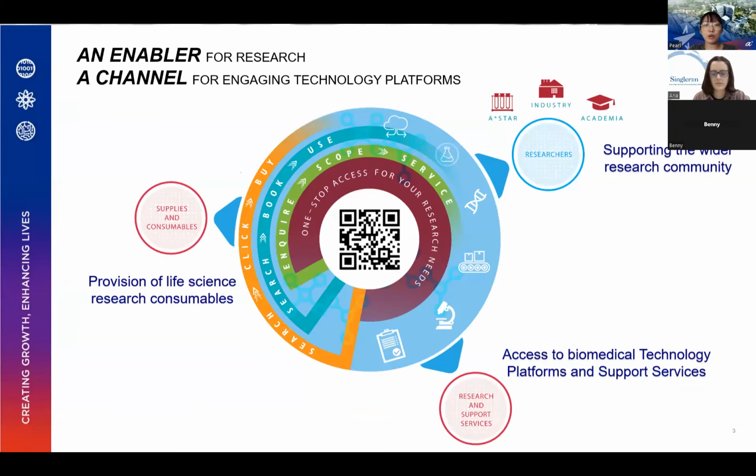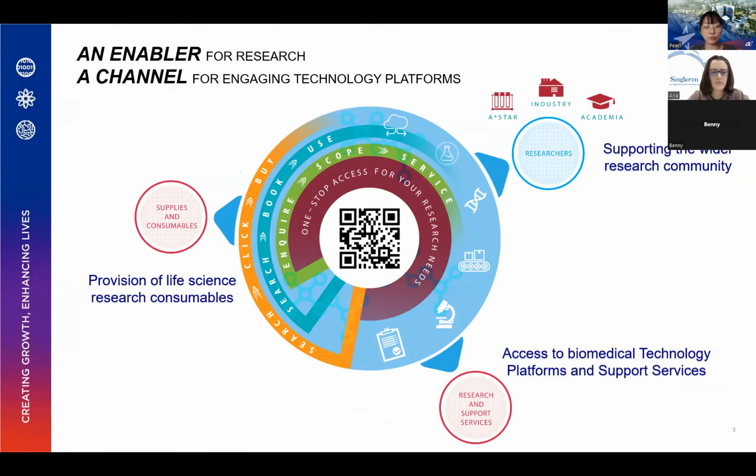Before I pass the time to our speaker, let me briefly introduce RSC to you. RSC works in 3 key modes for consumables and scientific services. Referring to the diagram, firstly, we provide a wide range of research consumables on our web store via the search-click-buy mode, which is the orange line you see on the screen. Besides consumables, we also offer scientific services from a variety of technology platforms available on RSC via the 2 other modes, the search-book-use, which is the blue line, and the Enquire Scope service, which is the green line. We serve not just the A-star community, but these service offerings are also extended to the academia and private industry sectors as well.